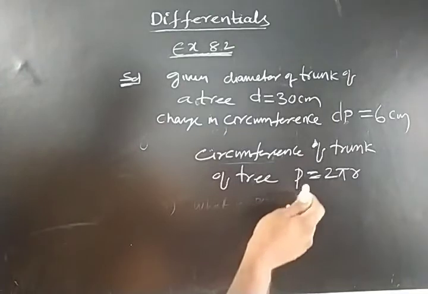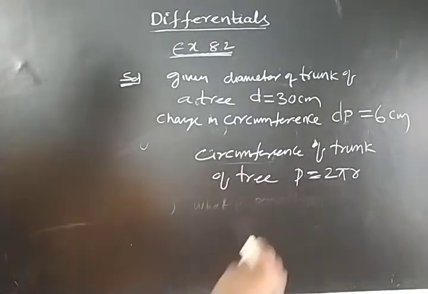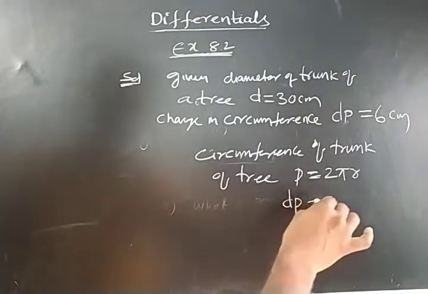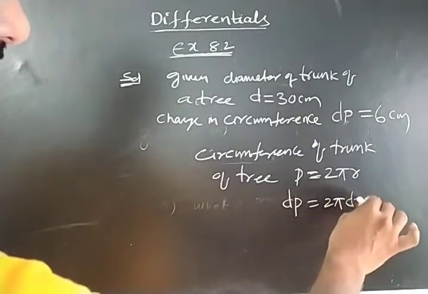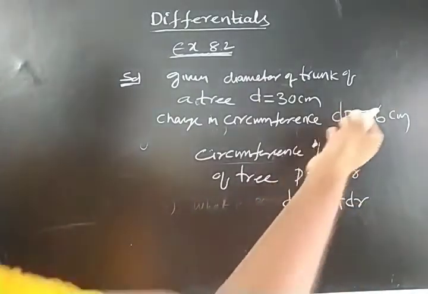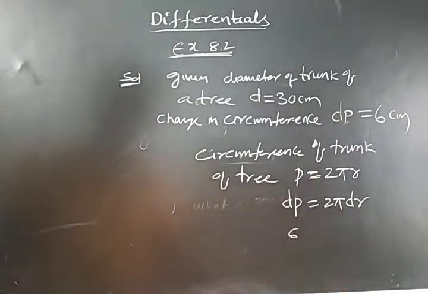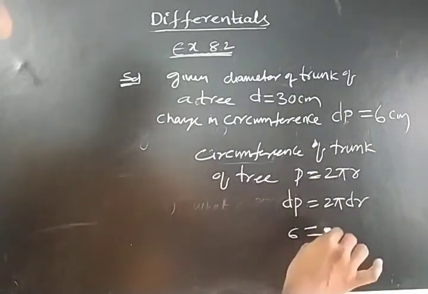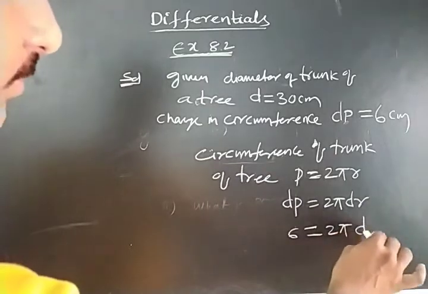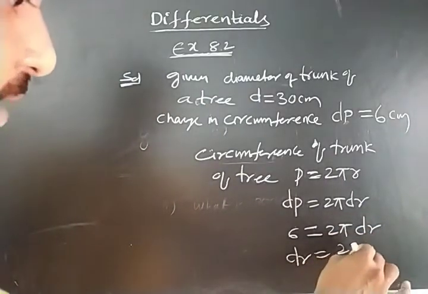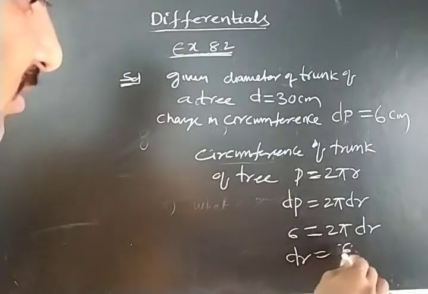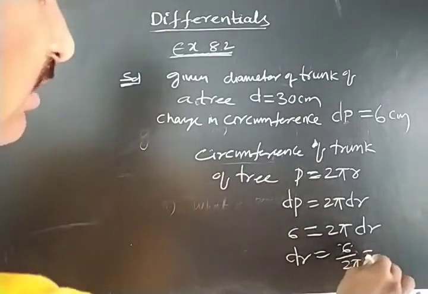So I am differentiating circumference with respect to radius. So you will get dP on the left-hand side. 2 and pi are constants, r's derivative is dr, and dP I am substituting here. What is dP? dP is 6, so 6 = 2 pi into dr. From this you can get dr. dr is equal to 6 by 2 pi, that will be 3 by pi.